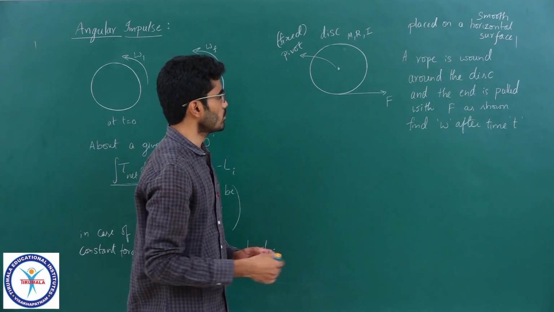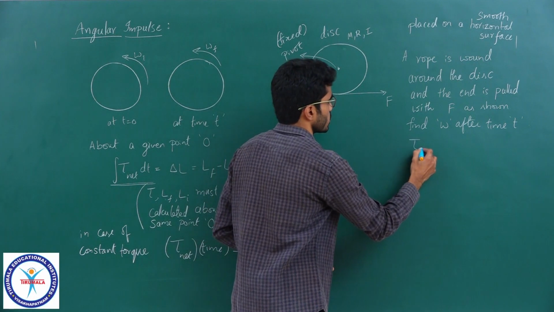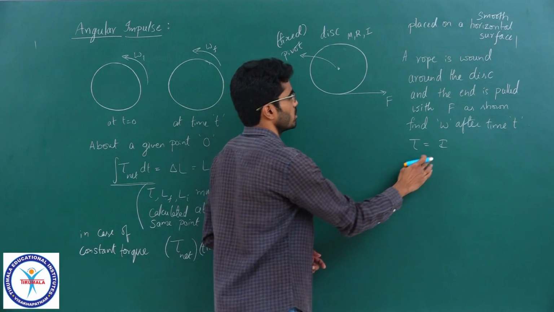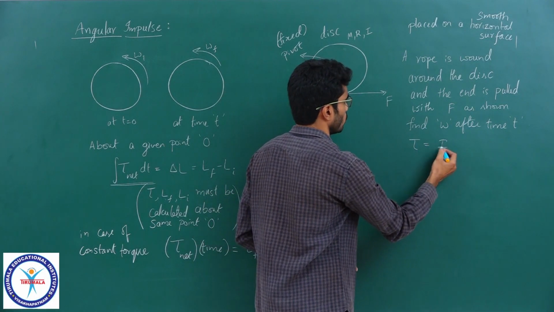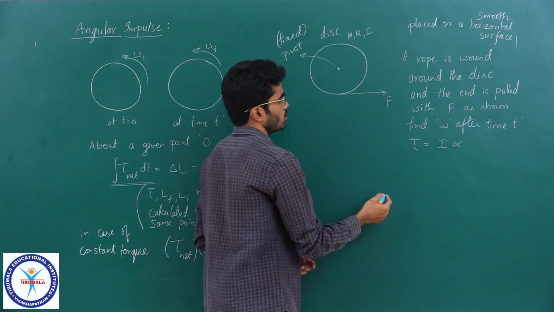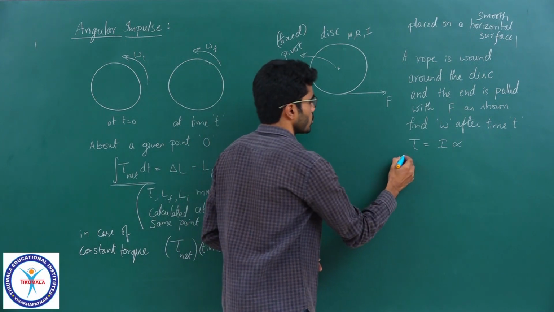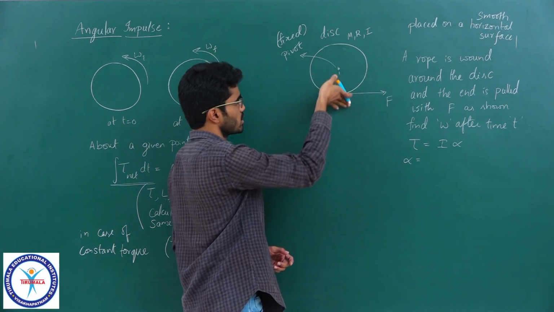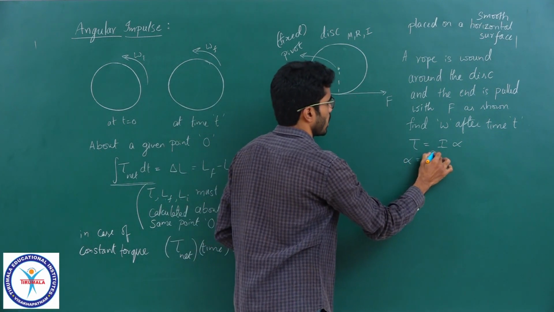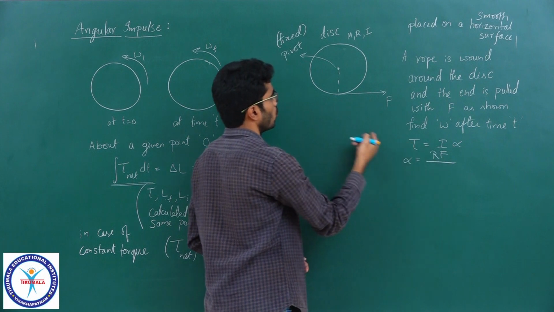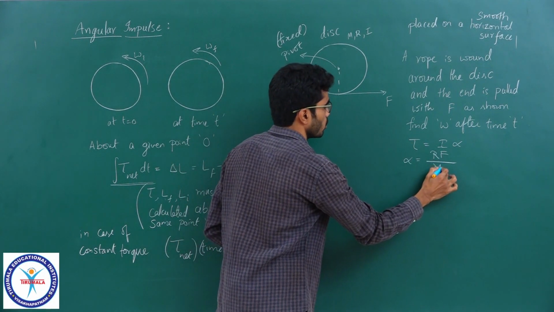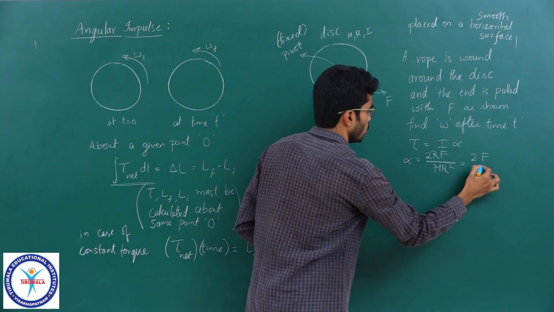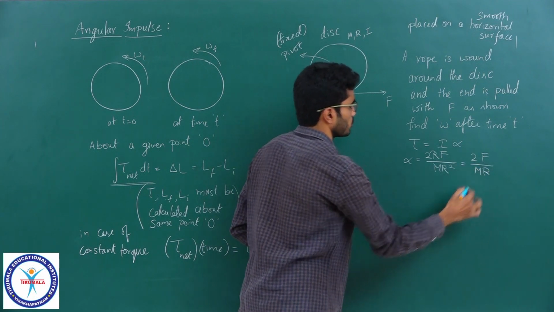Our conventional approach is to find the angular acceleration and then find the angular speed. So, let us start. Torque is given by I alpha. To calculate alpha, the torque acting on this is the perpendicular distance r cross F, so it is rF. The moment of inertia of the disc is mr squared by 2. So, this will give you alpha equals 2F by mr.